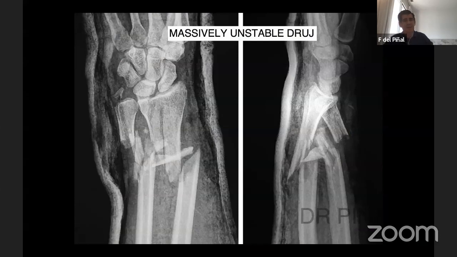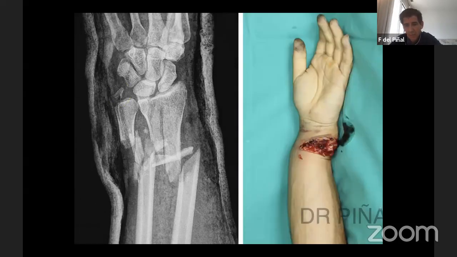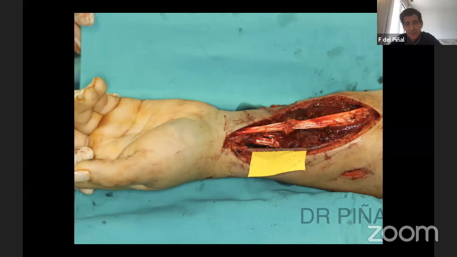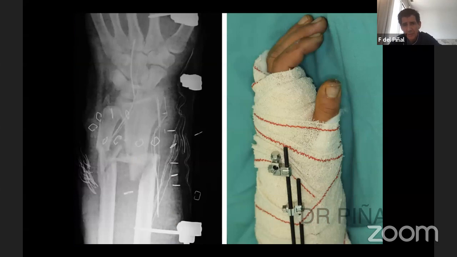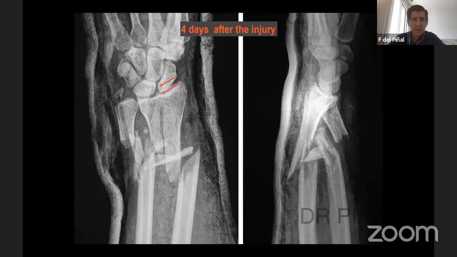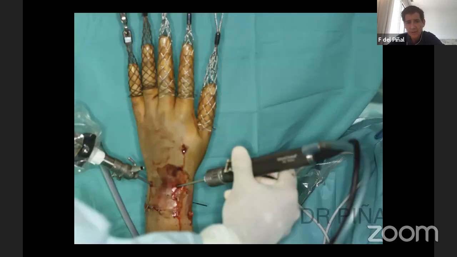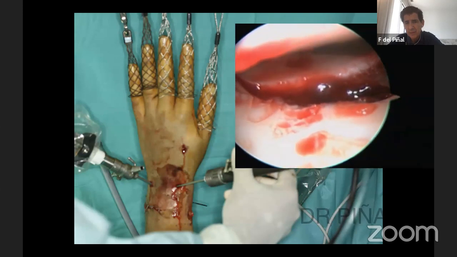This is a case that is a bit more complicated because, apart from the instability of the distal radioulnar joint, it is a bit like a floating elbow, because there is a fracture of the base of the ulnar styloid and also a bone missing here. There is an intra-articular distal radial fracture. Apart from that, a nice big hole here, with devascularization of the hand. So we did some vein graft, and as an emergency we just put a temporary external fixator. And 4 days later, we went back and treated the distal radial fracture with the arthroscope.